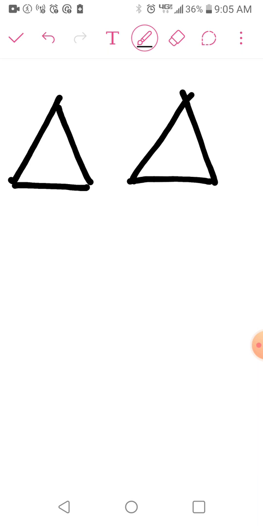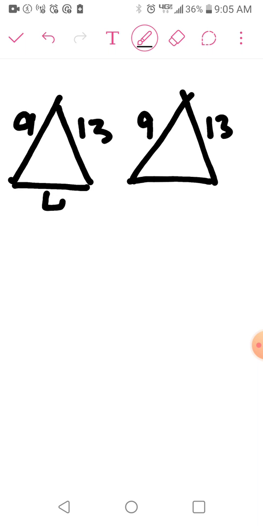Let's say we have two triangles here, and let's say the sides here are 9, 13, and this one's 4. That's obviously not something that would work for this triangle, but, and then what might this be? Well, honestly, it could be any value. There's really no way to solve this.